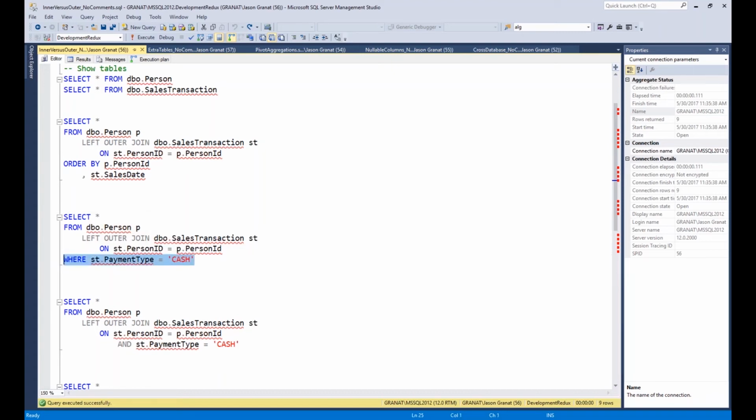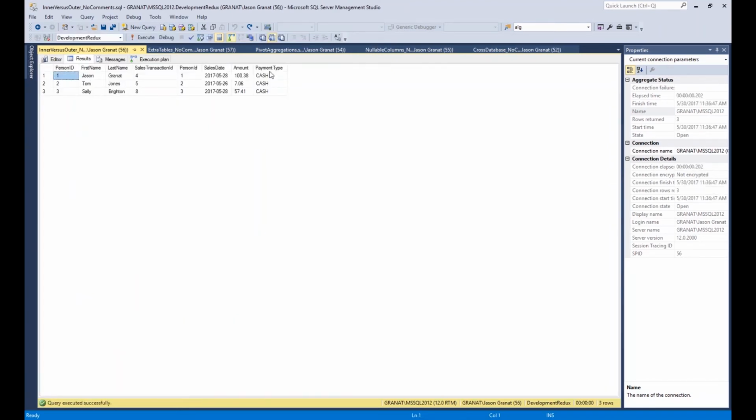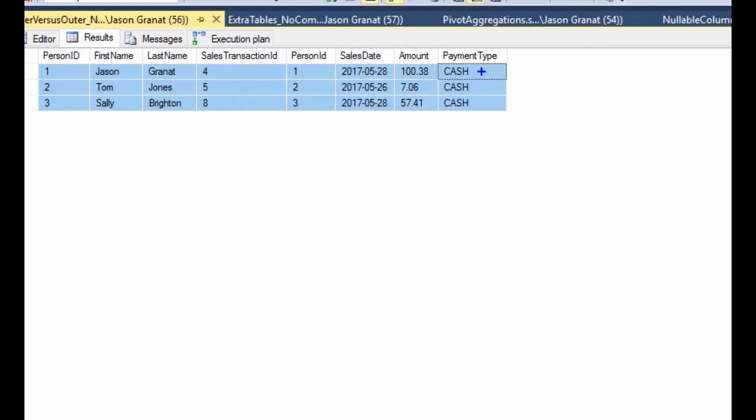But I'm only interested in the cash transactions that we have. So when I run this, you can see that all I receive, oh, that's the wrong key. All I get are my cash transactions, which is fine, and I get them for myself, Tom, and then Sally.